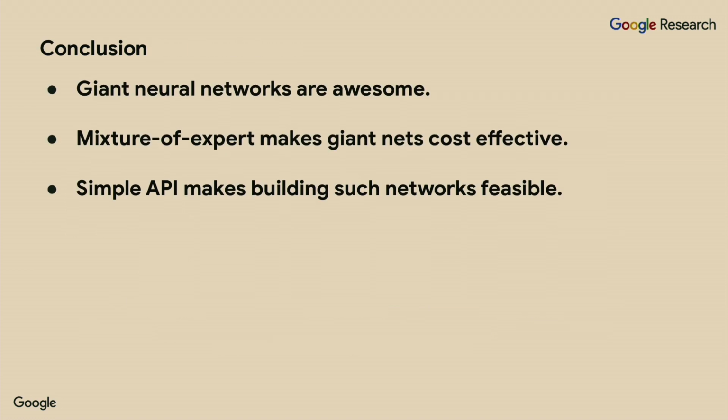In summary, G-Shard has shown that giant neural nets can still significantly improve the model quality. Sparsely gated neural nets, such as mixture of experts, are very practical and cost-effective to build giant models. Finally, simple abstractions are critical to enable researchers and engineers to develop giant models together.